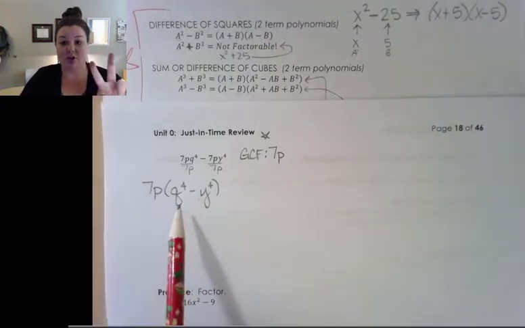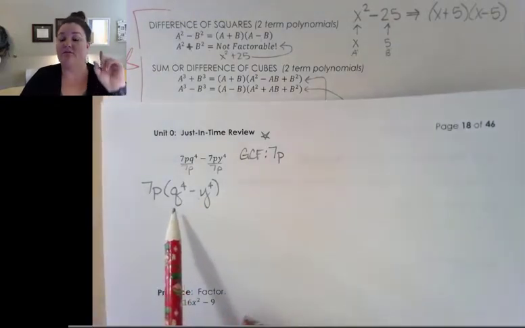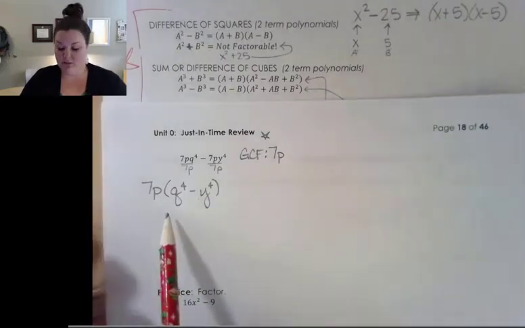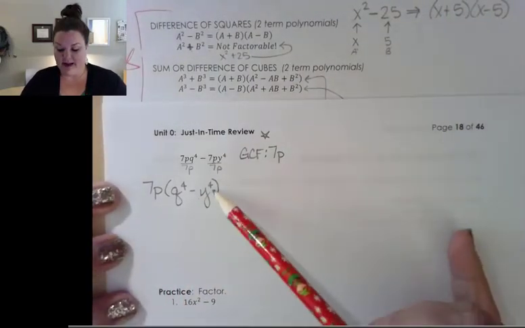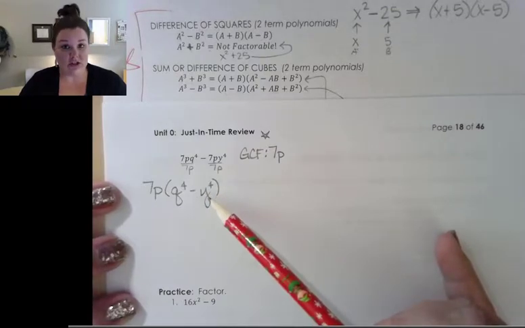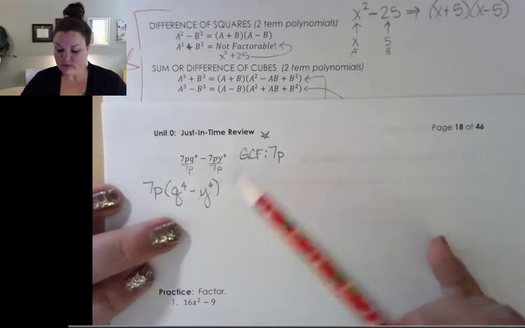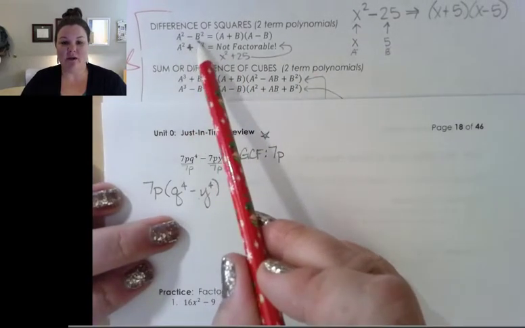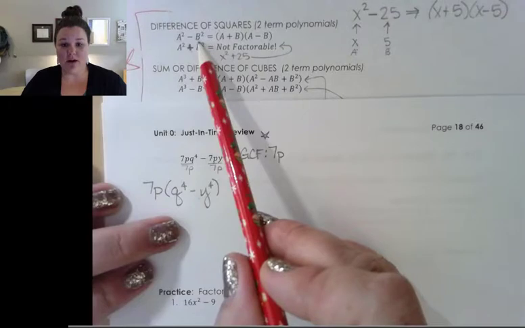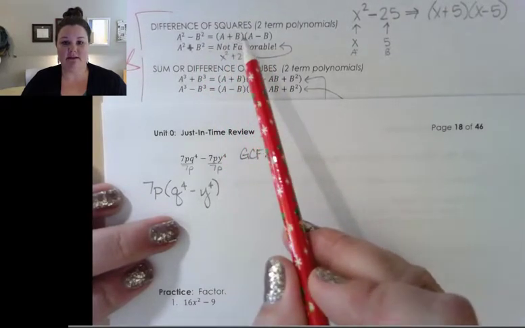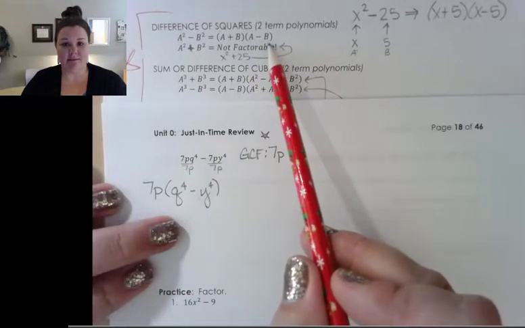So I have two terms. Two terms tells me I'm looking for a difference of squares or a sum or difference of cubes. So I look at the exponents. My exponents are 4s. So I'm guessing that this is going to be squares, not cubes, right? So my difference of squares formula says I need to identify what the bases are that are being squared so I can plug it into first base plus second base times first base minus second base, okay?